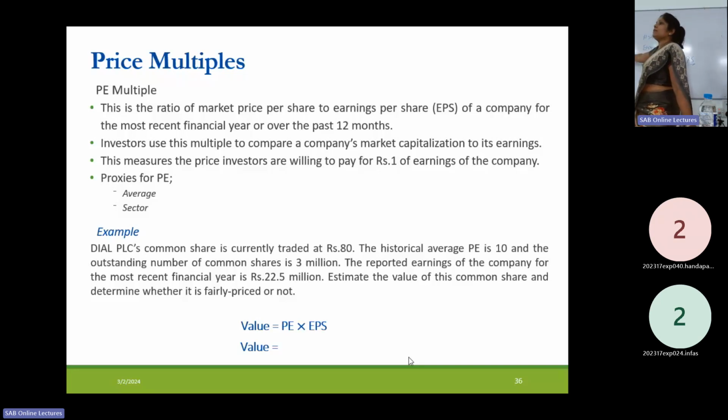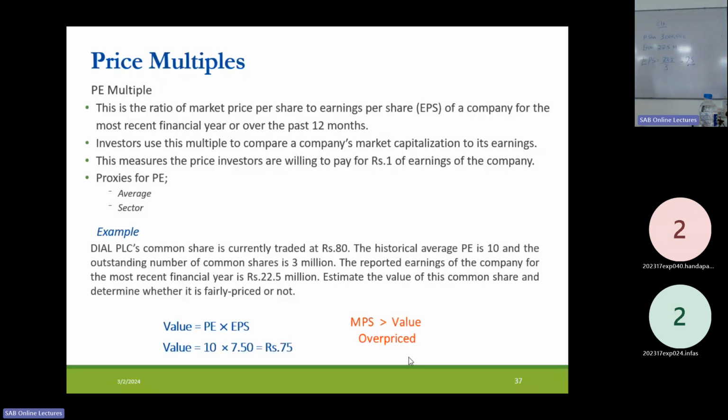So now you know the price to earning multiple is 10 times. The company's recent earnings per share is 7.5. So how much is the intrinsic value? Simply, value is equal to the past average price earning multiple multiplied by company earnings, because the variable here is earnings. So earnings per share is 7.5, and you will get value equal to 75. This is the intrinsic value, or the fundamental value.